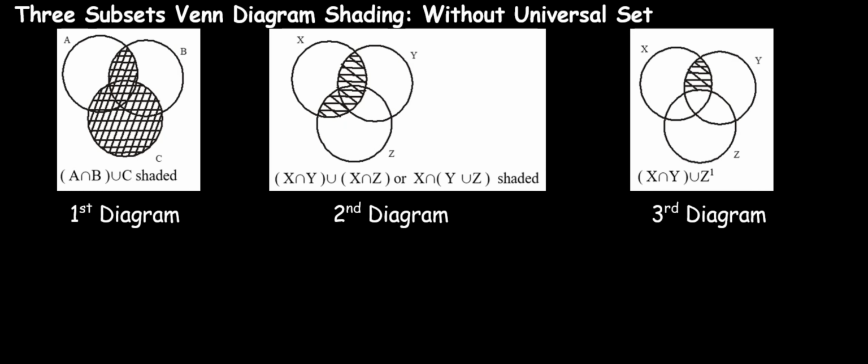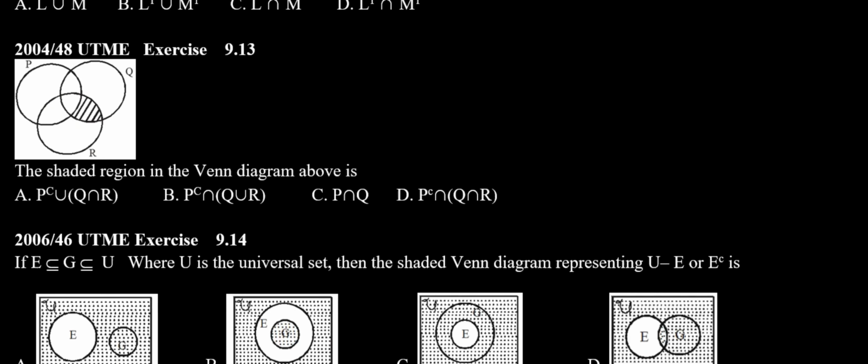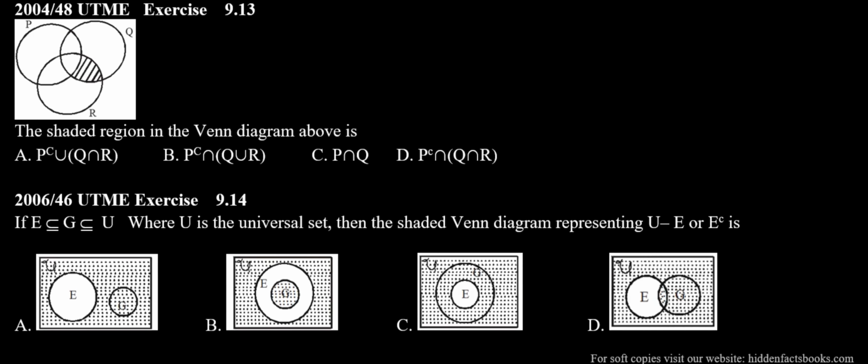We've come to the end of the teaching under this topic, Venn diagram shading. Next, we have some exercises that are taken from pages 112 and 113 of the Hidden Facts in JAMB Mathematics. Please try your hands on the exercises. The answers to them are given in the answer section of the book, either in the hard copy or the soft copy, with our website address at the bottom of the screen. Thank you.